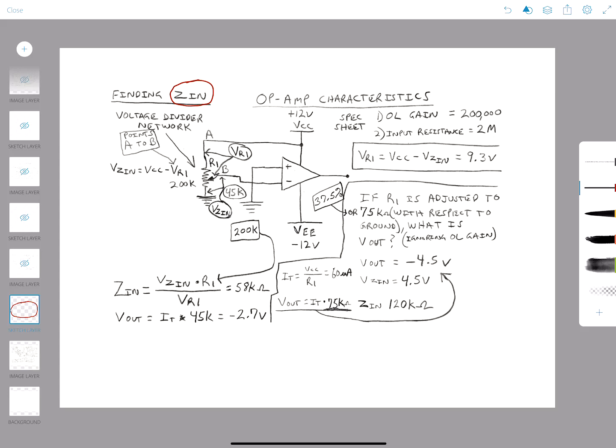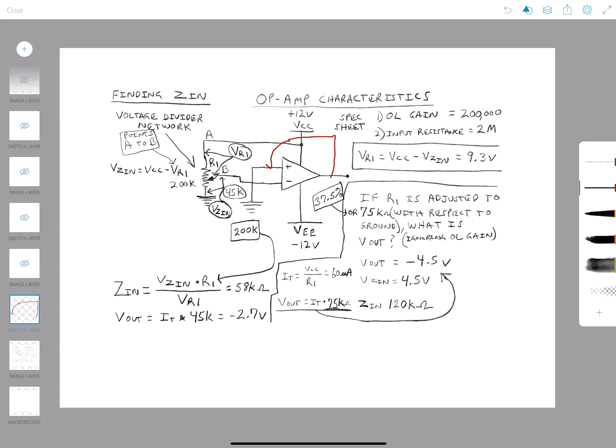Zn meaning what is our total impedance, which is also referred to as resistance. But what is our total impedance looking into our op amp? So we're trying to figure out what is our total impedance looking into our op amp. We have a configuration here, so we can see that it is open loop gain, meaning that we have no feedback coming out of our output back into our input.